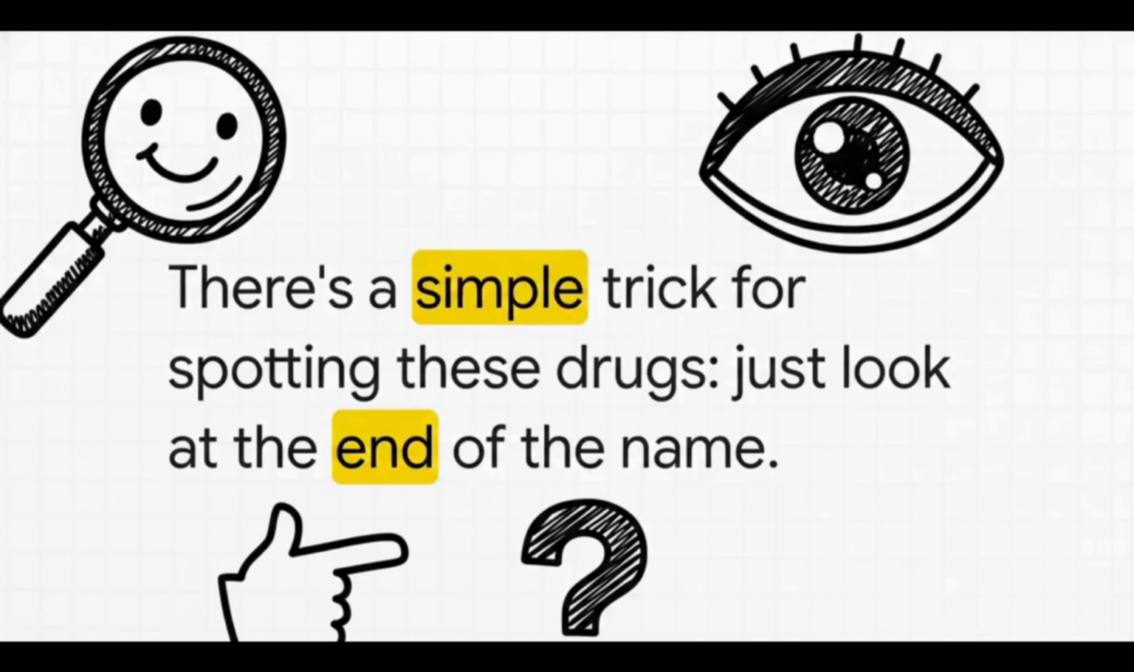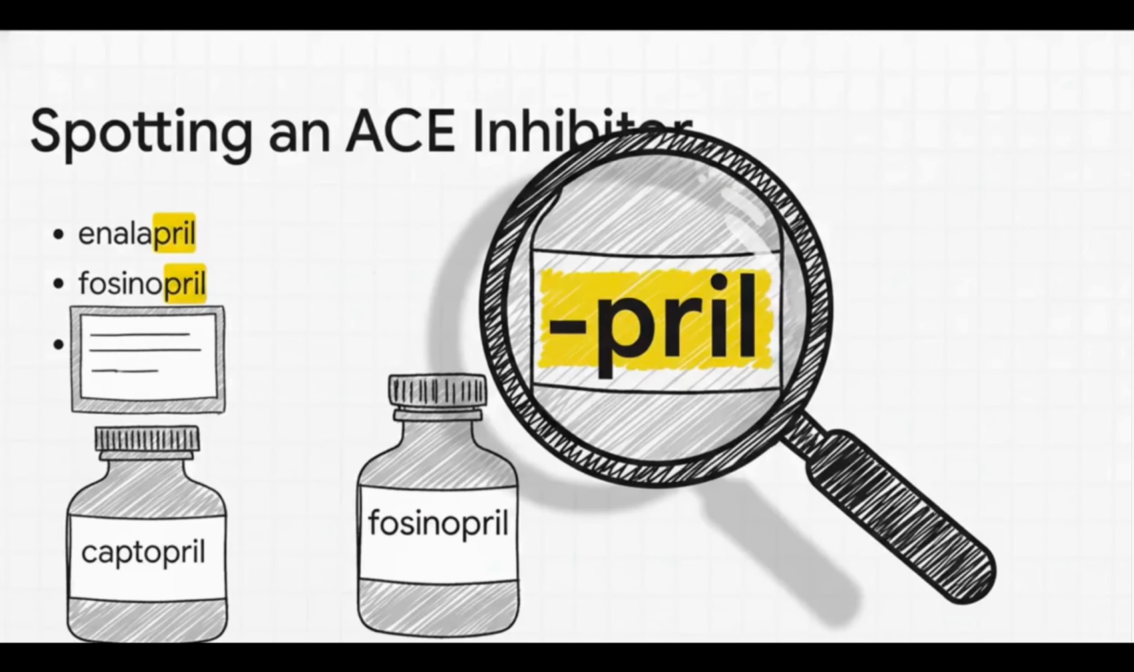Now, how do you recognize an ACE inhibitor by name? There's a simple trick. Look at the end of the drug name. Take these examples: enalapril, lisinopril, captopril. Do you see it? They all end in pril. So the next time you see a medication ending in pril, you know exactly what class it belongs to.